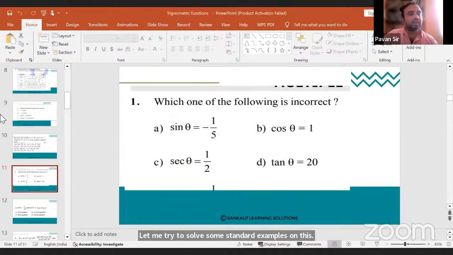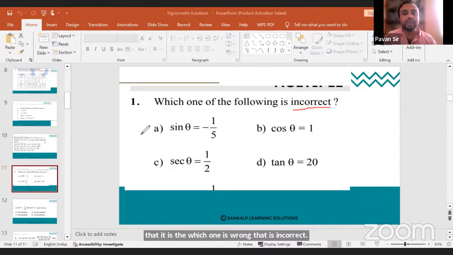Now let me start, based on what we learned, the theoretical knowledge. Let me try to solve some problems based on those inequalities and the values of sine, cos, tan and the range in which they lie. Some questions are arising here, just try to understand and give the answer. First question, which of the following is incorrect? Just remember they are clearly asking which one is wrong. Try to understand and give the answer.